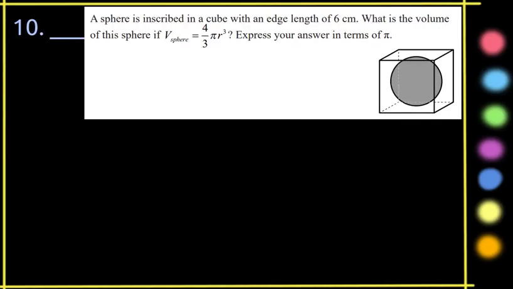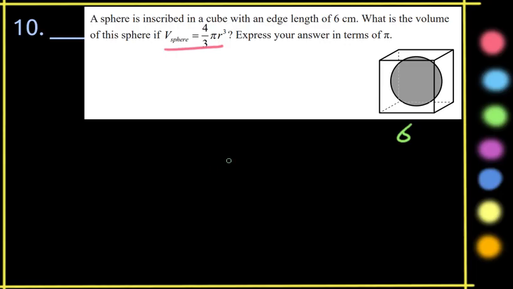All right, let's take a look at this one. This one is about the volume of a sphere. It says a sphere is inscribed in a cube with an edge length of 6. Okay, so we've got an edge length of 6. And it's a cube, so the length, the width, and the height are all 6. What is the volume of the sphere? And they're helpful. They give you the equation, in case you don't know it. It's 4/3 pi r cubed. That's the equation for the volume of the sphere.